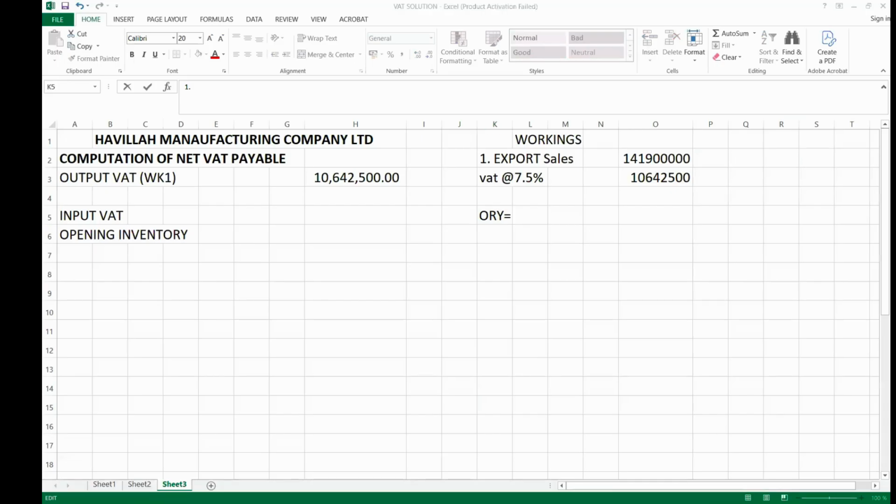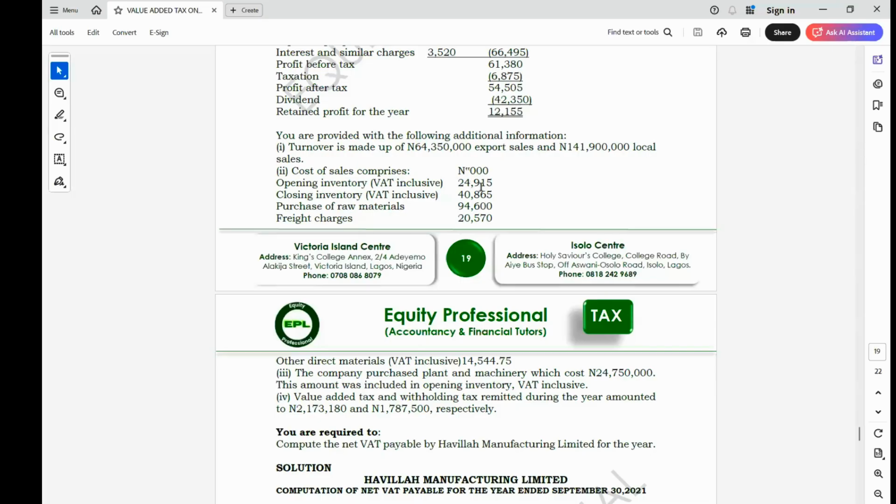let us go back to the question. I need us to look at the question. You can see that we are told in the question that opening inventory, VAT inclusive, is 24,915. Are we with the question? So we have opening inventory, VAT inclusive, 24,915.